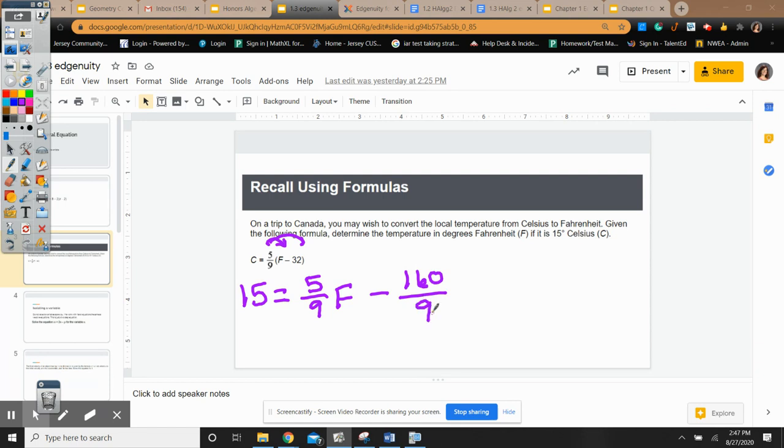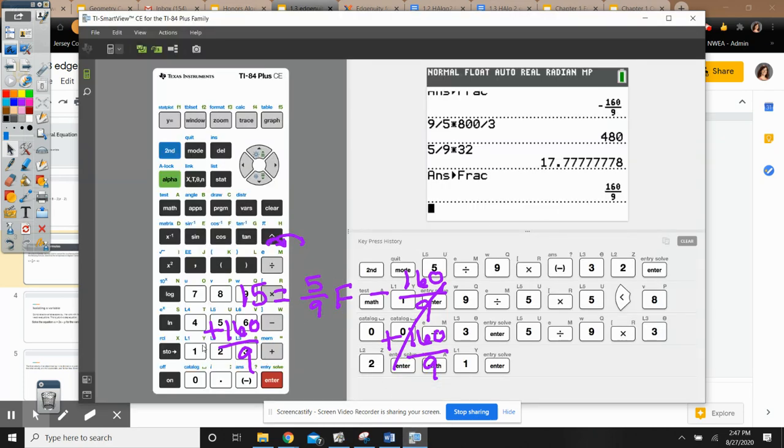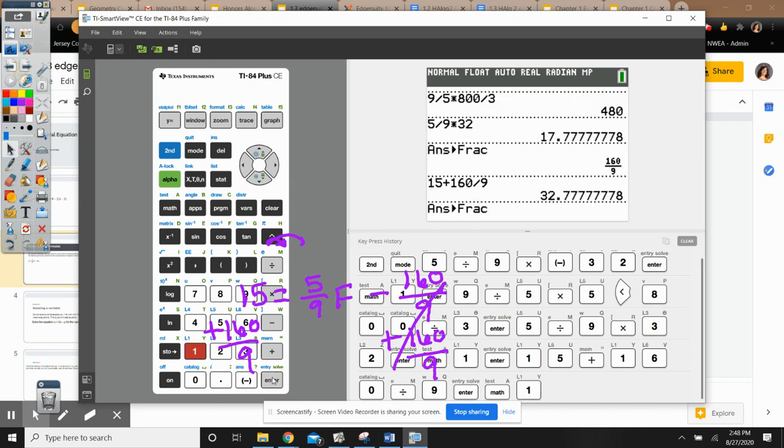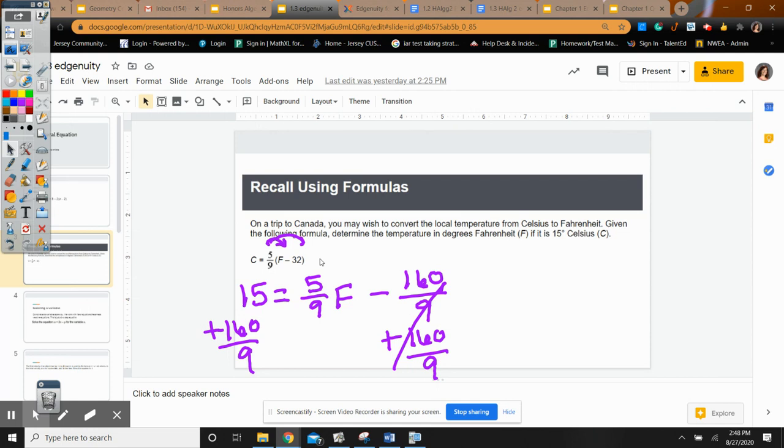Now, you could multiply through everything by 9 here if you saw that, but most of my students, I believe, would have started doing this. Add the 160 over 9. And that's fine. If you take 15 plus 160 over 9, I already had the 160 over 9 there, but 15 plus 160 divided by 9, enter math 1, I get 295 over 9. So now I have 295 over 9 equals 5/9 f.